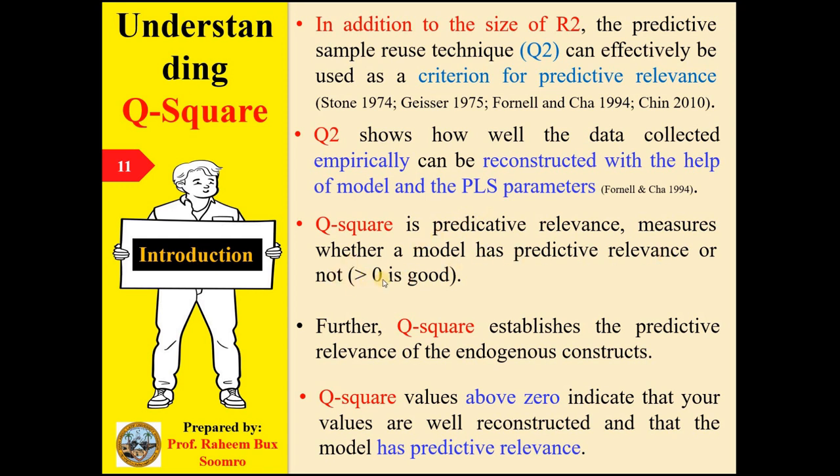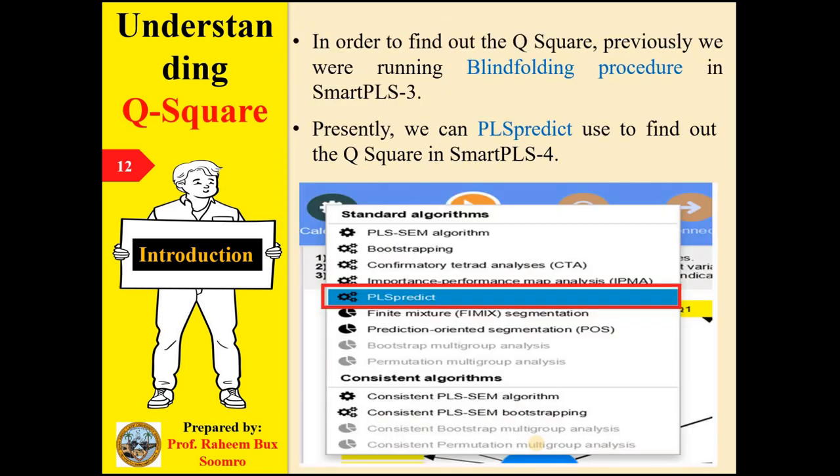So if its value is more than 0, the relevance has been established. Further, Q square establishes the predicted relevance of the endogenous construct. Endogenous means the dependent variable. A Q square value above 0 indicates that your values are well reconstructed and that the model has predicted relevance. Just if it is more than 0. Wonderful. Okay, and then how to compute Q square.